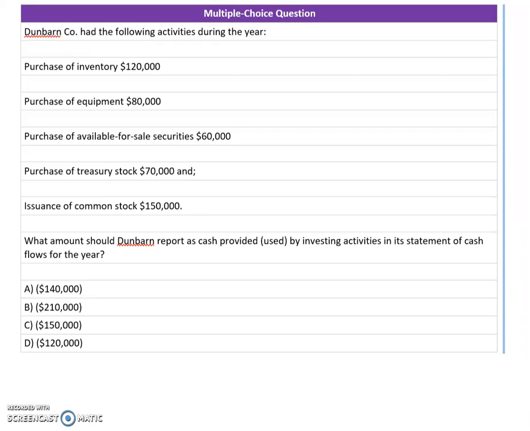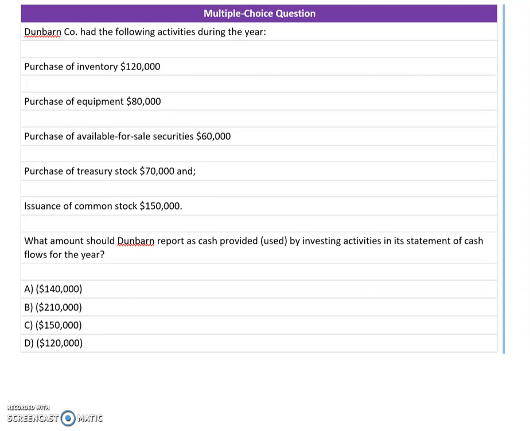Dunbar Co. had the following activities during the year. They purchased inventory worth $120,000. They purchased equipment worth $80,000. They purchased debt securities classified as available for sale for $60,000. They reacquired their own stock, so they purchased treasury stock worth $70,000, and they issued common stock worth $150,000.